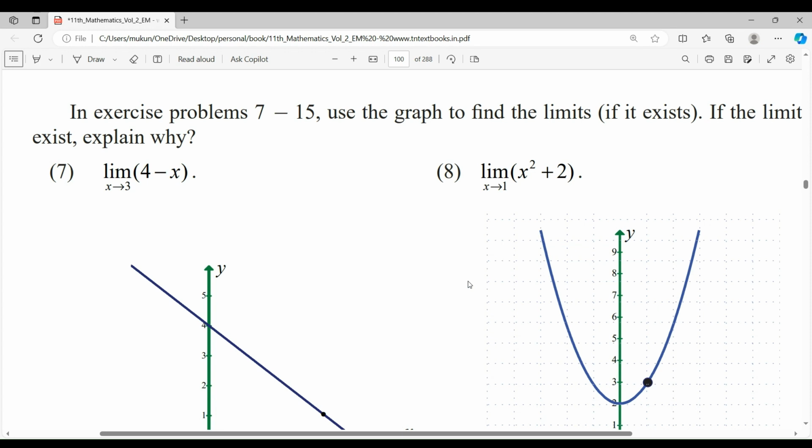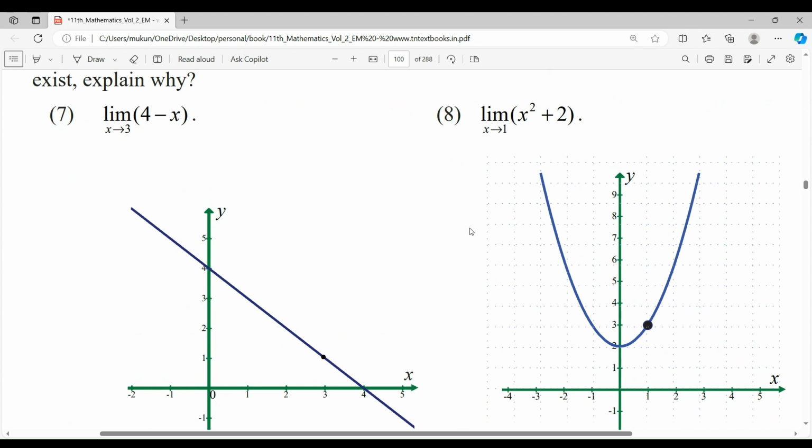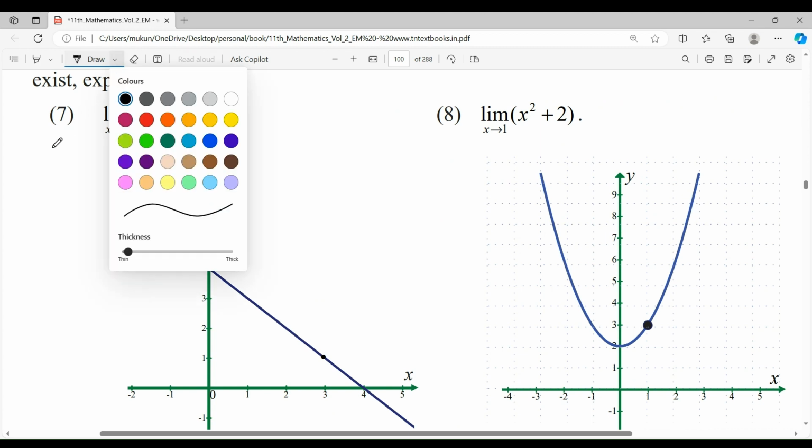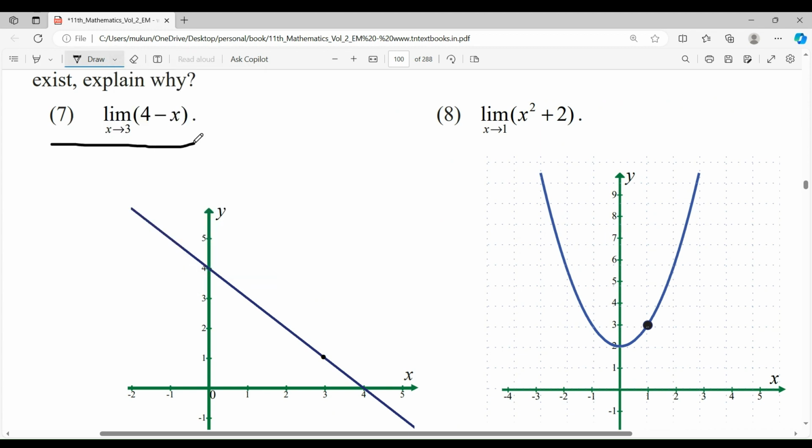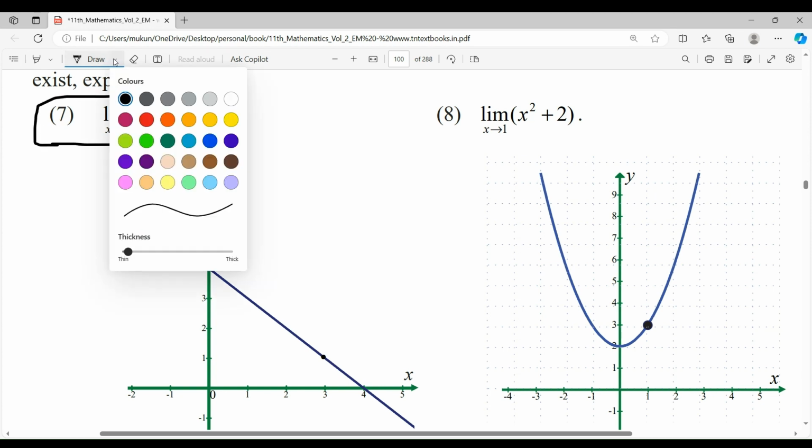So I have picked this up directly from the textbook, and I thought it's much easier to look at these graphs straight from the textbook and understand how we arrive at limits by looking at graphs, right? So you have two graphs in front of you, and we're looking at the one on the left, which is the limit as x tends to 3 of 4 minus x, right?